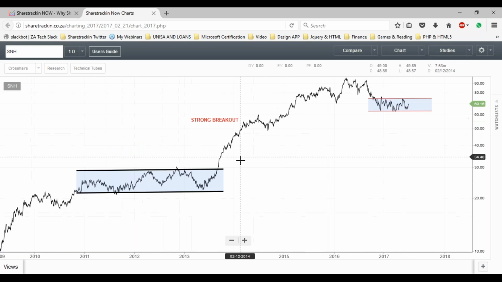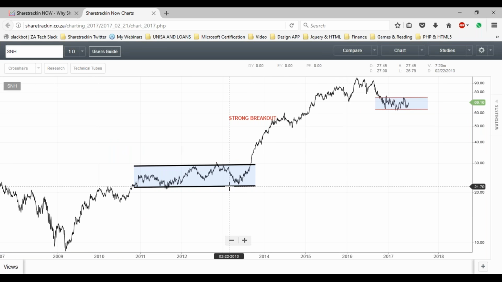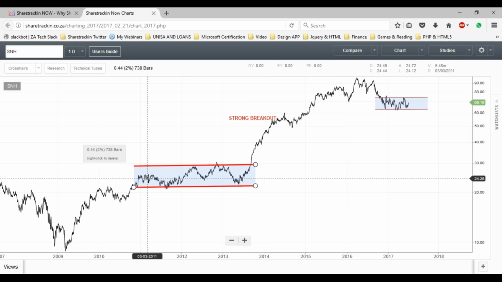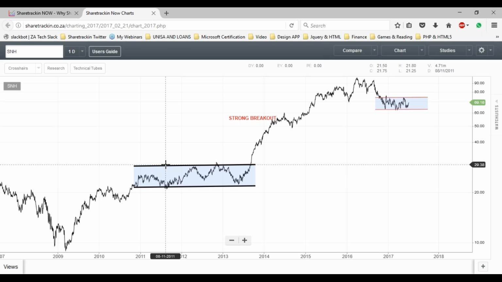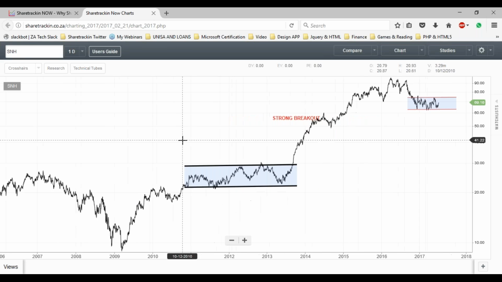Right, so this is a good example of a sideways pattern. Now, the difference between the saucer top and the sideways pattern is that your sideways patterns will normally move for a long or an extended period of time between two certain price levels. A saucer top, on the other hand, will not do that.